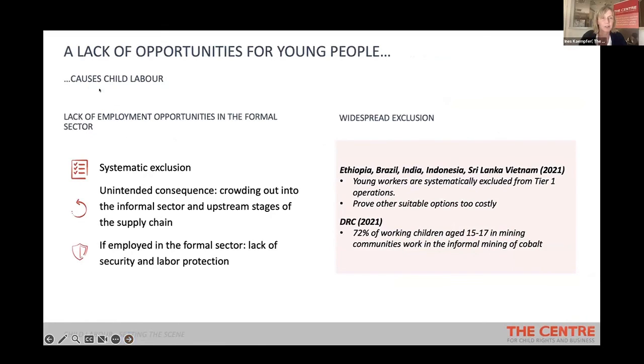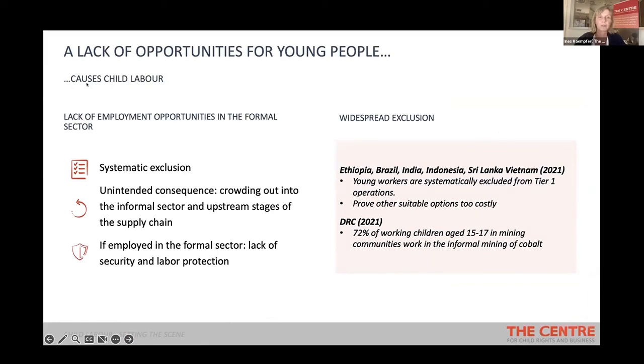Sorry, that's obviously also related to another result that we saw in the study: young workers are systematically excluded from the formal sector and from the best factories. So they often are being hired by factories who don't have strong systems. It's workshops. In Bangladesh, we see that very clearly.